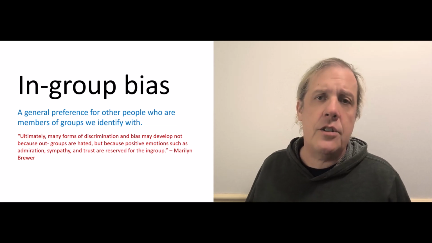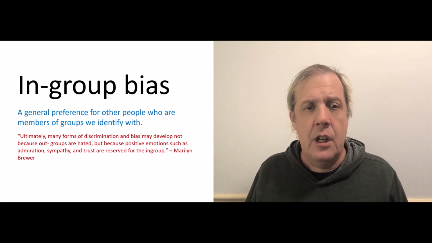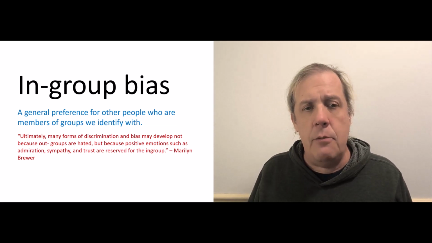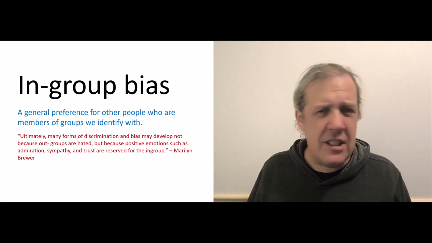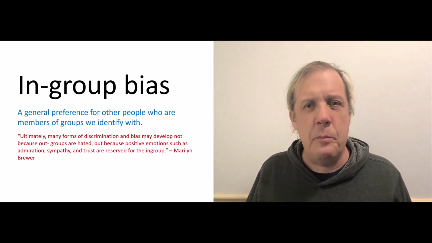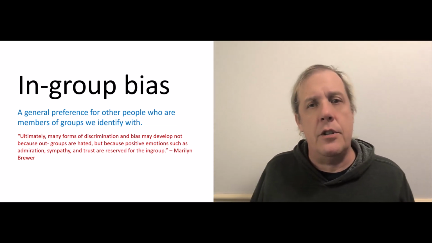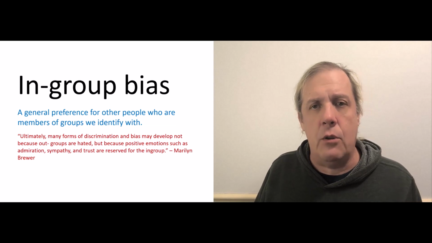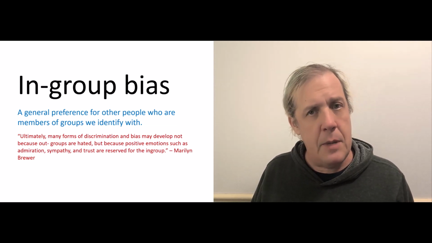There's a flip side to this that people tend to discount, and that's in-group bias, a general preference for other people who are members of the group we identify with. It's not so much that we hate them, it's just that we like us. And so this could be a big factor, for instance, in employment discrimination. Oh, it's not that I disliked the minority candidate. I just hit it off so well with the candidate who was just like me.